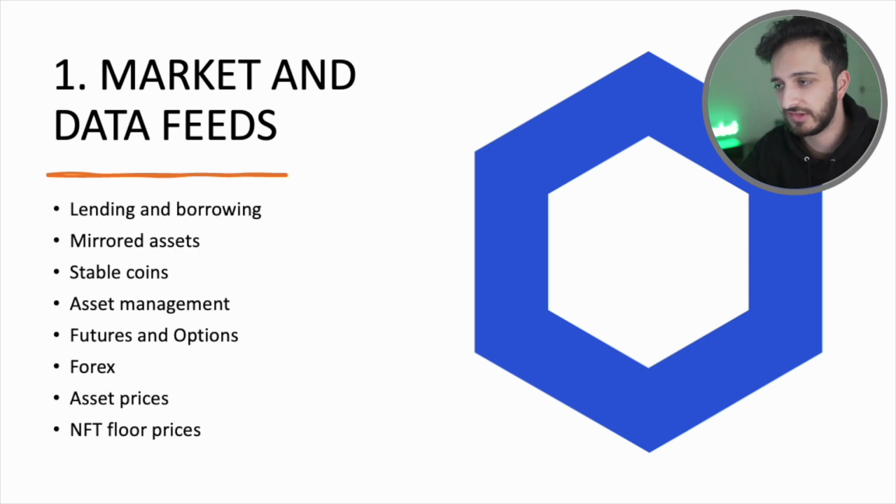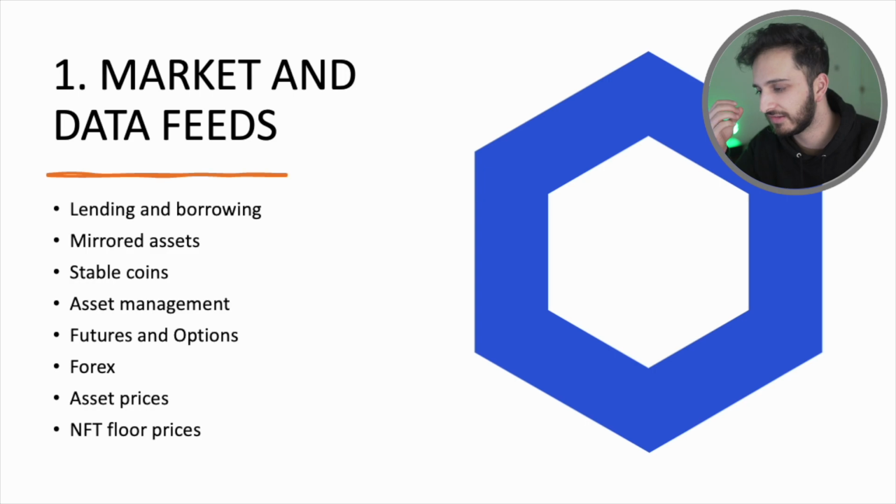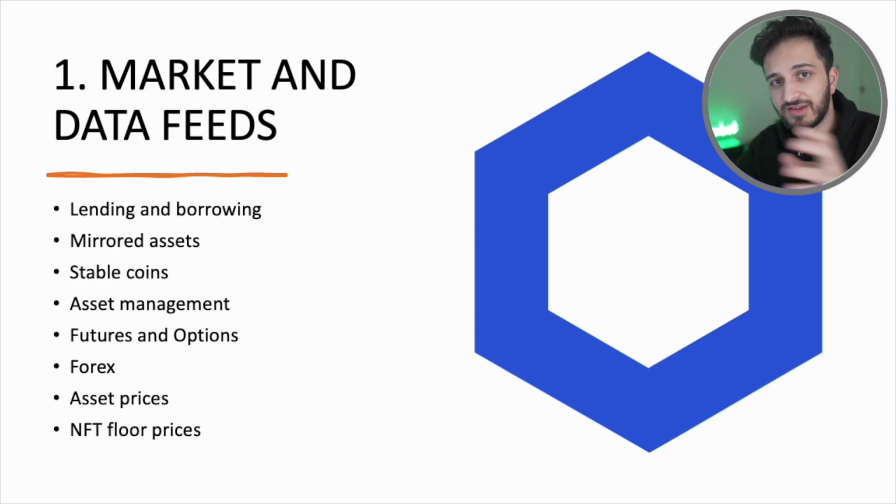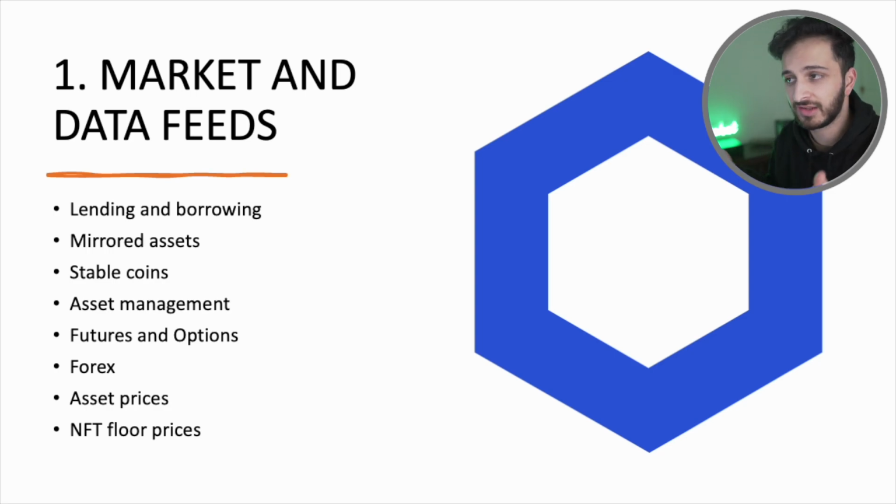So all of your applications, these smart contracts that do lending and borrowing, mirrored assets, all your stable coins, your asset management, your futures and options, which is really coming up a lot nowadays, Forex, asset prices, and even things like your NFT floor prices. All of this real world data, these numbers, these prices and things like that, the blockchain does not know these values. It's actually Chainlink nodes that are able to get this data off chain and bring it on chain. And on some of these networks, you've got hundreds and thousands of these smart contracts, and all of them need this data to go on chain. And Chainlink is basically what's doing that.